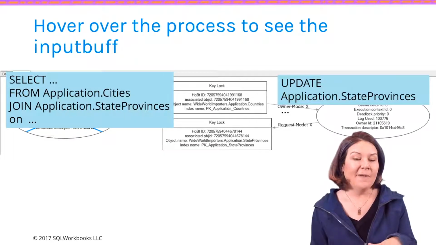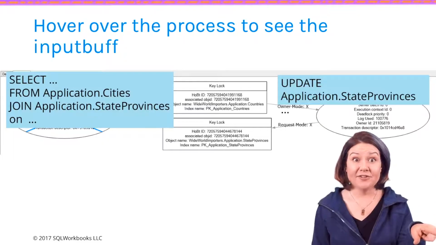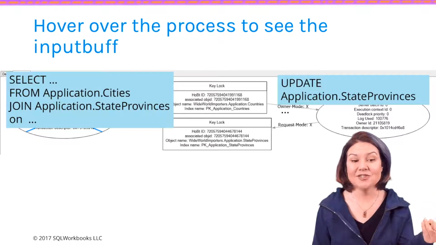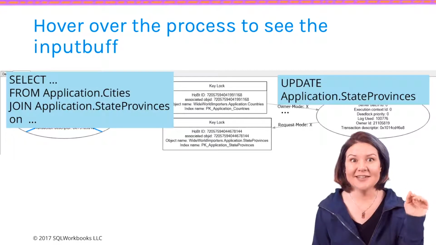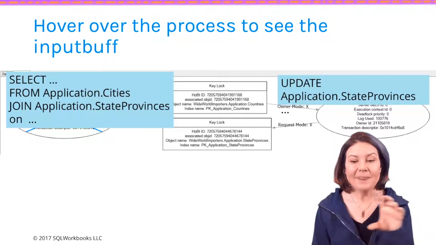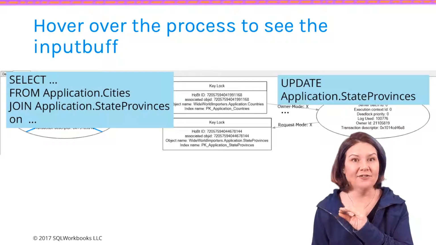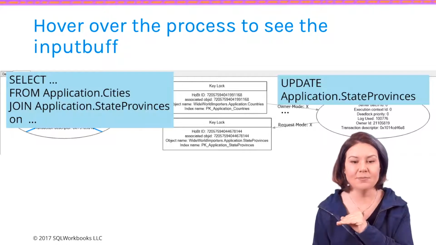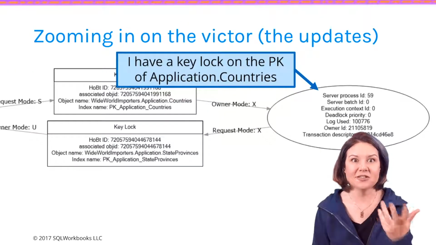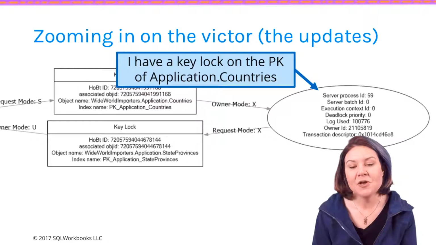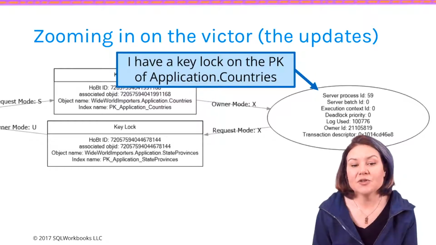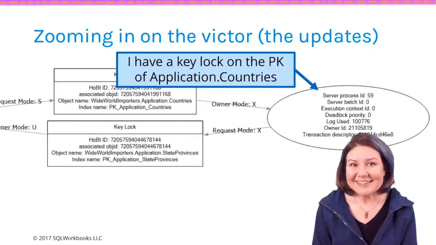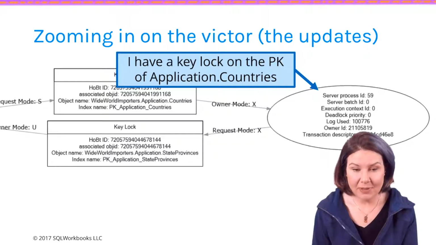So our circle on the left of that deadlock graph is the select query that does the joins between cities, states, and countries. The circle on the right of the graph is that transaction that ends in updating state provinces. The circles on this graph represent the queries. When we look over at that circle on the right, the query that's doing the updates, see the lines coming into it from the boxes.